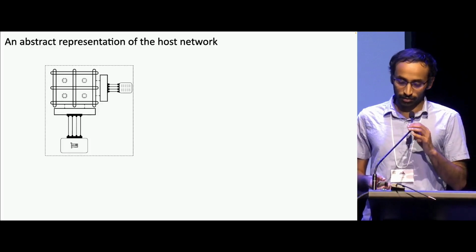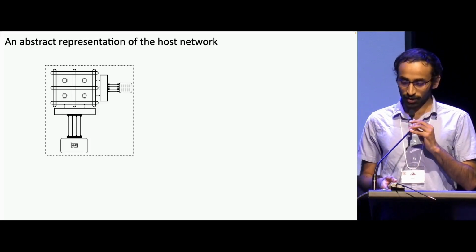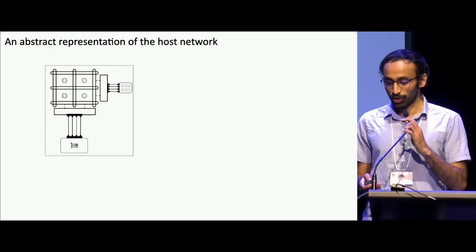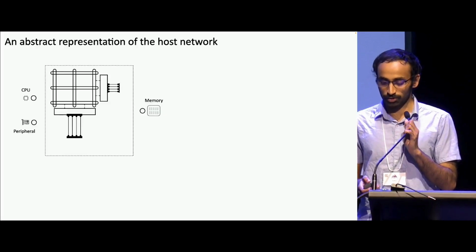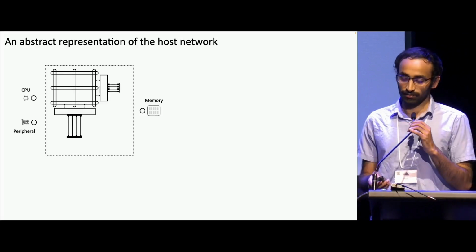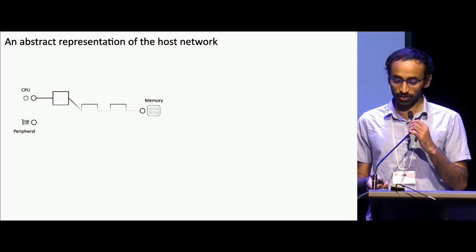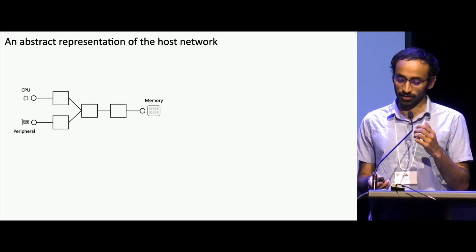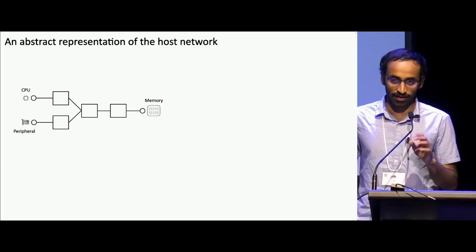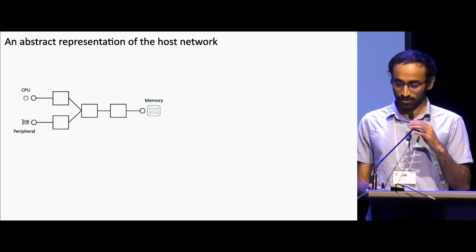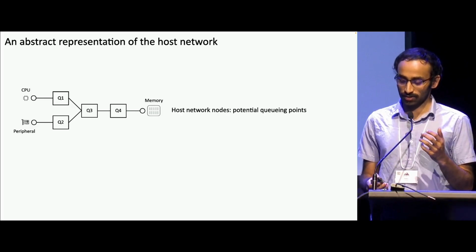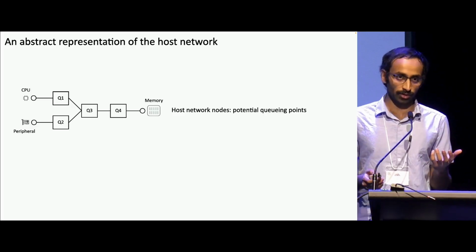Before we get into flow control in the host network, let me first switch to a more abstract representation of this network. The endpoints of the network are CPUs, peripheral, and memory. And I'm going to replace the network itself by a bunch of nodes that you can think of as switches or routers that are interconnected by links. The exact identity and functionality of these nodes is not important for this discussion right now, that's given in the paper, but the important thing is that each of these nodes is a potential queuing point in the host network.